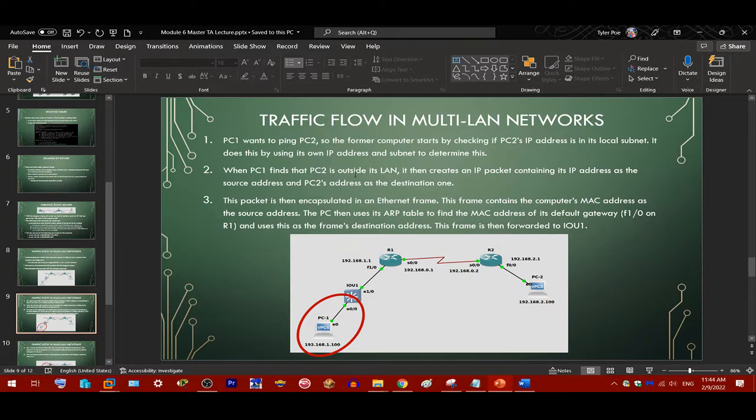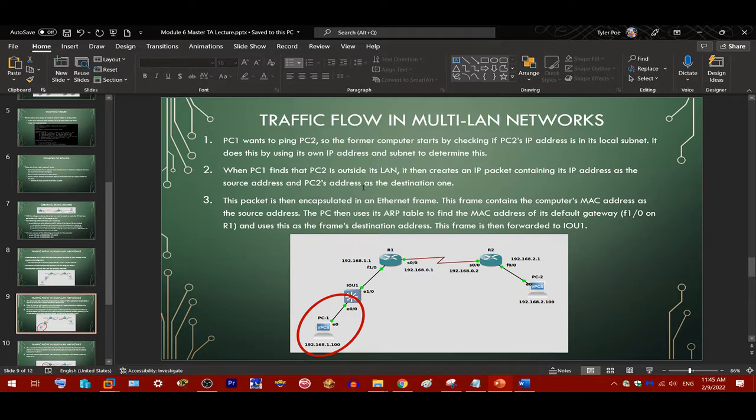So when PC1 finds that PC2 is outside its LAN, it then creates an IP packet containing its IP address as the source address and PC2's address as the destination one. So notice here that PC1 is actually routing. It is working in layer 3 right now. PCs can actually route to one another with their IP addresses and subnets. They can perform calculations that basically determine whether or not a PC is in its LAN. So basically, we'll see what happens when the destination PC is not in the source one's LAN. So this packet that PC1 just created is then encapsulated in an Ethernet frame. This is important here.